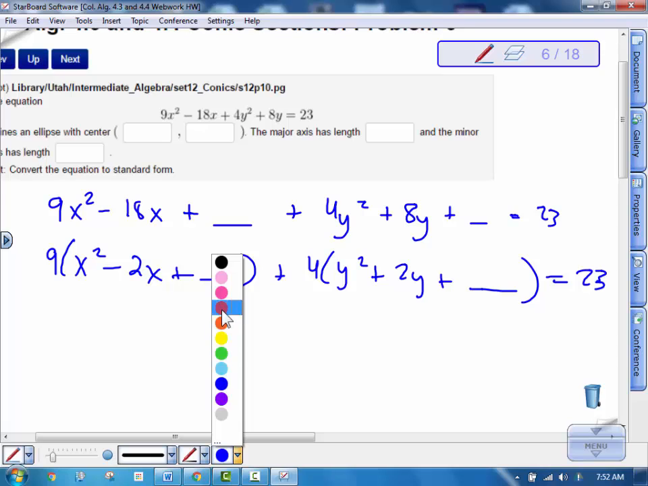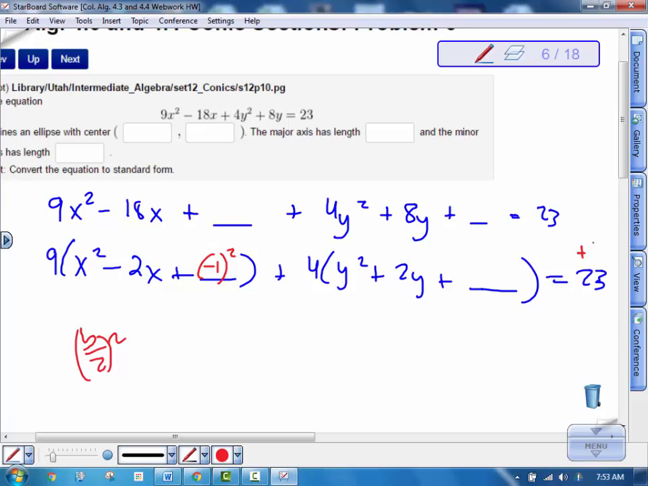So we're going to add something right here to make this a perfect square trinomial. That something is b over 2 squared. So that's negative 2 over 2, which is negative 1 squared, which is really just 1. But that 1 is going to get multiplied by this 9, so I'm going to have to add 9 to the other side. Same thing here, 2 over 2 is 1 squared is 1, but it's going to get multiplied by 4, so I'm going to have to add 4 as well to the other side.